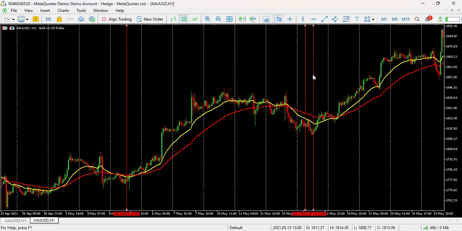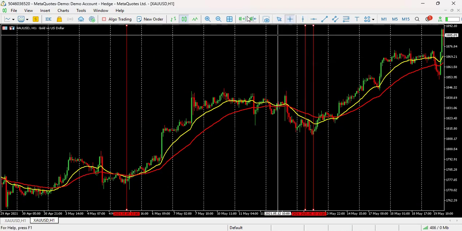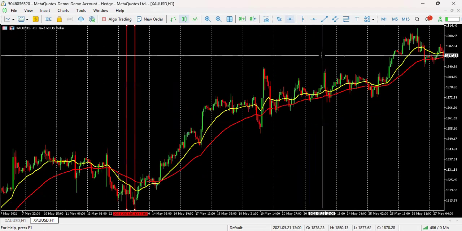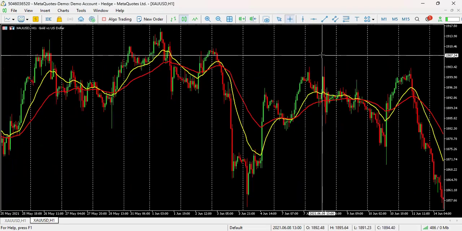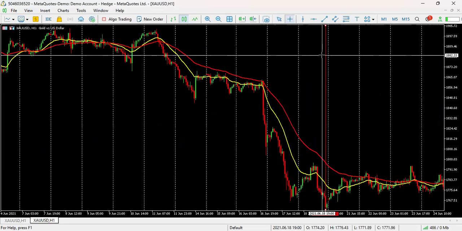So from what day is this? From May 13th to, and this is not even when gold was volatile. This is just normal gold. From May 13th to June 18th, about a month. So you went from $100 to 203,000, and you still have the skill.